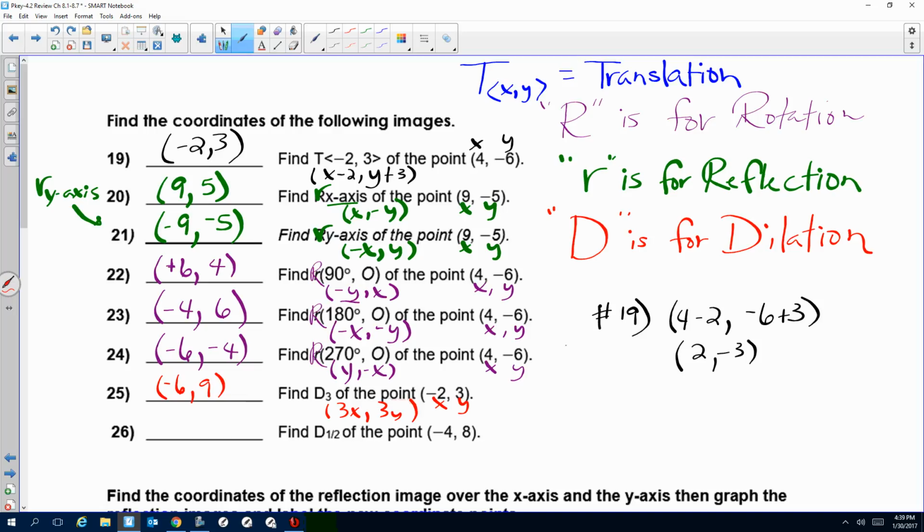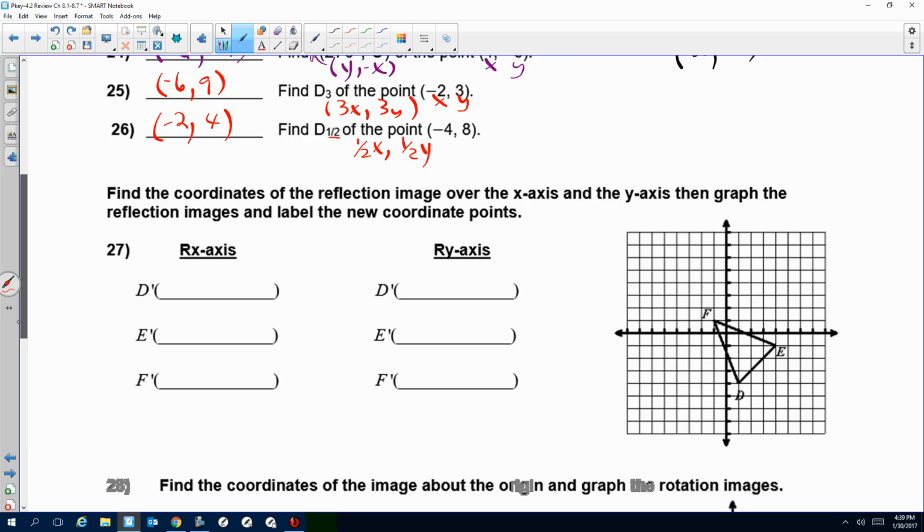And then here, our dilation is 1/2. So we're taking half of x and half of y. So we're doing half of negative 4. That gives me negative 2. Half of 8 would give me 4. Okay, so that takes care of our dilations, or our mixed transformations.